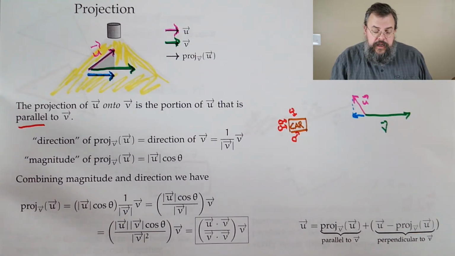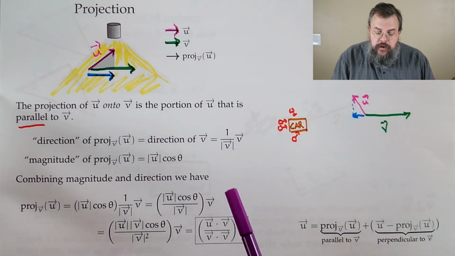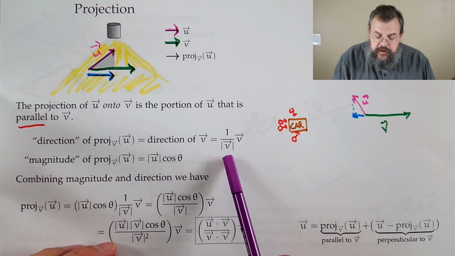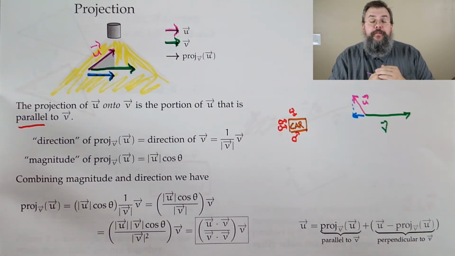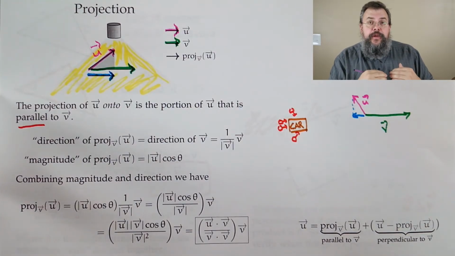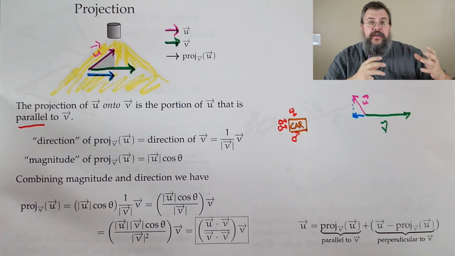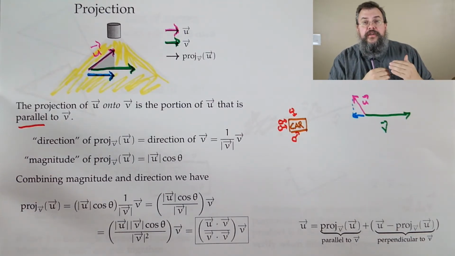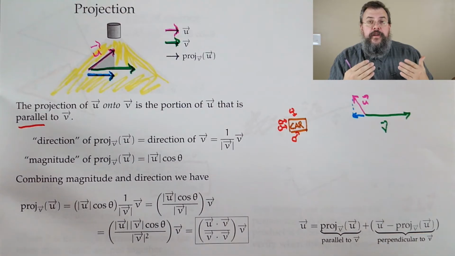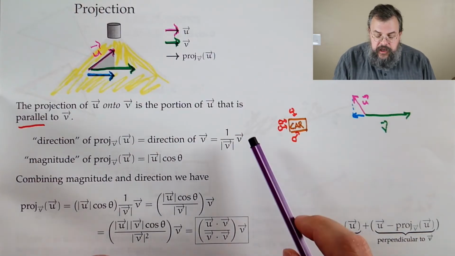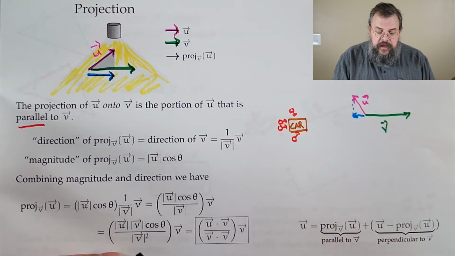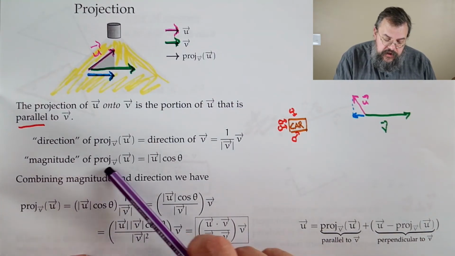So the way that we find the direction of v is we do 1 over the magnitude of v times v. Why? Well, remember how we think about direction. The way we think about direction is take a vector, scale it so it's a unit vector. Anytime we're really after understanding a direction, we say, let's turn it into a unit vector. So unit vectors are our way to understand direction. So here's our direction. Now, the magnitude.